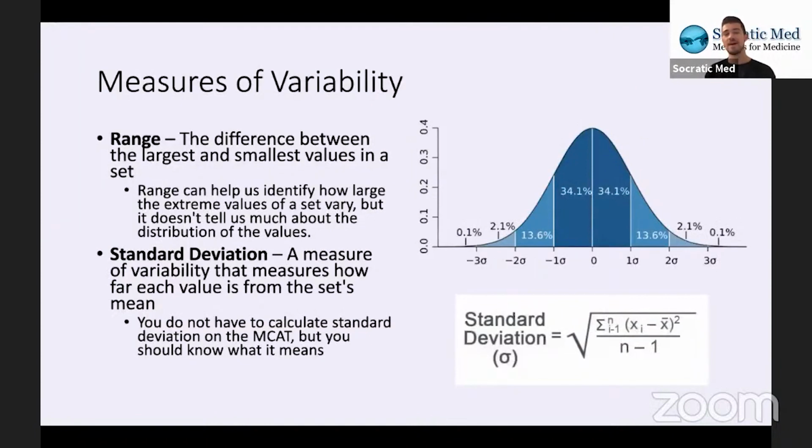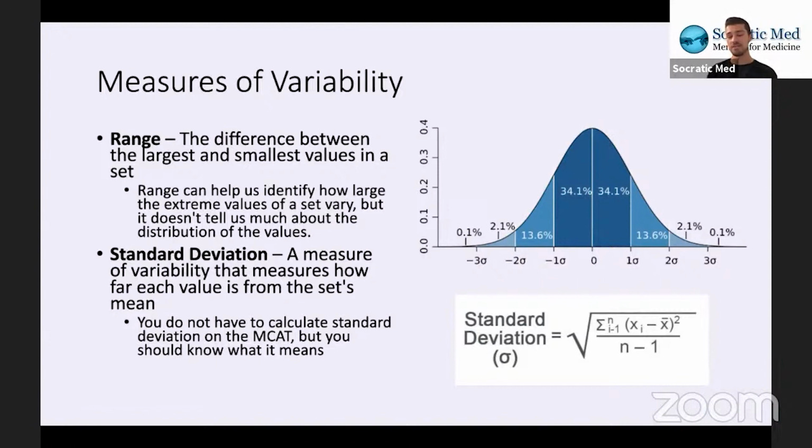It can help us identify how much the extreme values of a set vary, or how large the actual set is, but it doesn't really tell us about the distribution of the values, which becomes more important when you have larger data sets with more values. When you do range, it doesn't really tell you anything about how they're distributed, if they're close to each other, if they're close to the mean. That's where standard deviation becomes a little bit better of a measurement, because it measures the variability. It measures how far each value is from the set's mean.